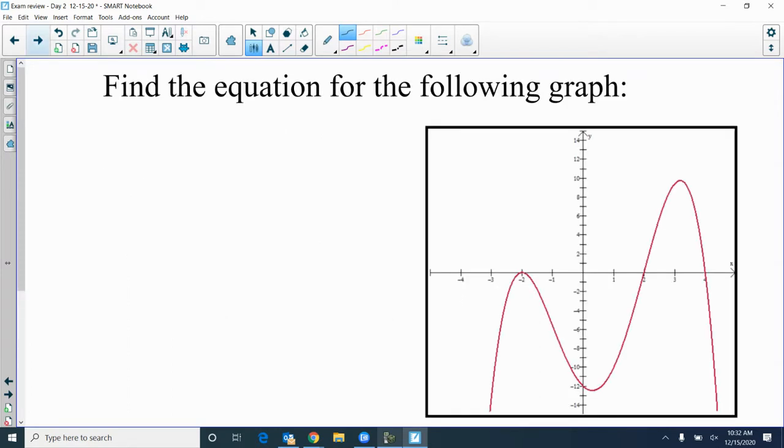All right, let's take a look at one more here. I'm going to give you the graph, you give me the equation. Think about what that would look like. You can keep the equation in factored form. Just so it helps you out, it hits at -2, it hits at 2, and it hits at 4.